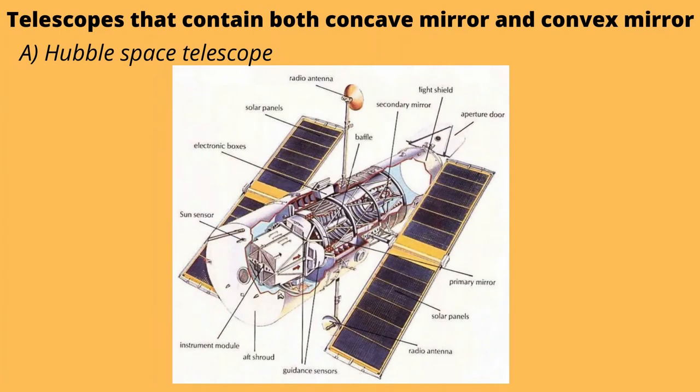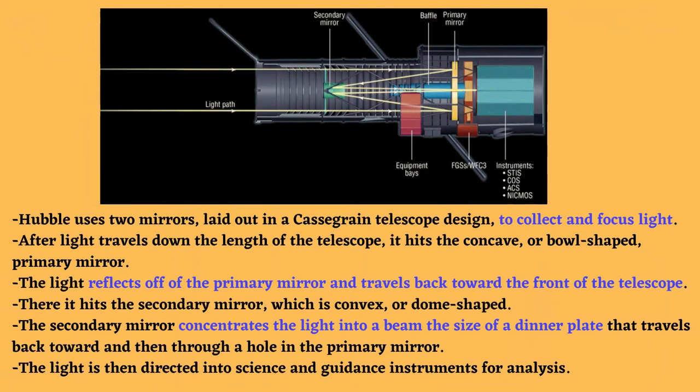Yes, finally to my favorite section, telescopes that contain both concave mirror and convex mirror. This is the structure of the Hubble Space Telescope. Hubble used two mirrors laid out in a Cassegrain telescope design to collect and focus light.